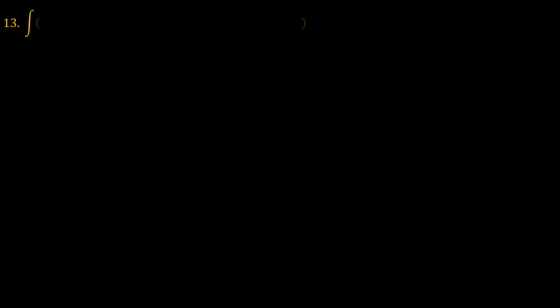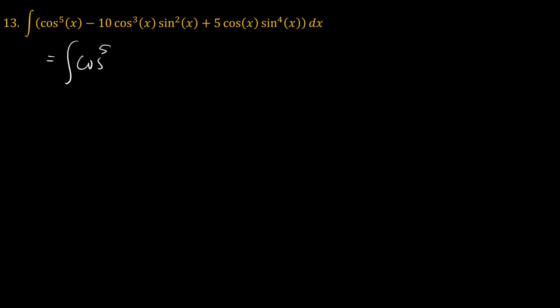So problem number 13 looks a little bit intimidating, which is the indefinite integral of cosine x to the power 5 minus 10 cosine cubed x sine squared x plus 5 cosine x times sine to the power 4 of x. This is interesting, and we're going to try and rewrite this in a way that is a little bit easier to understand.